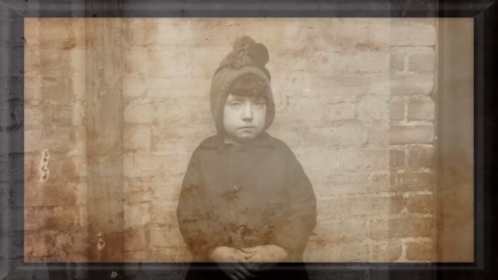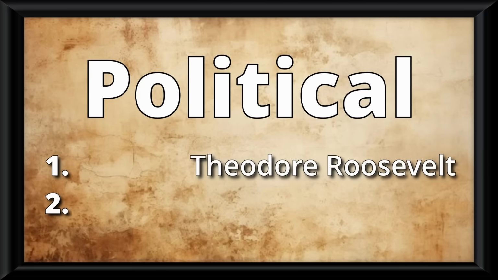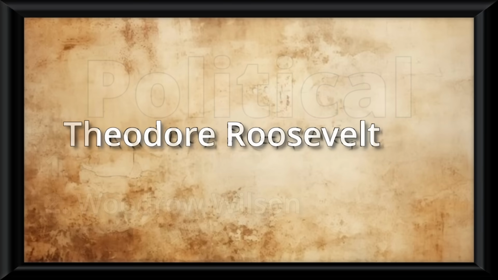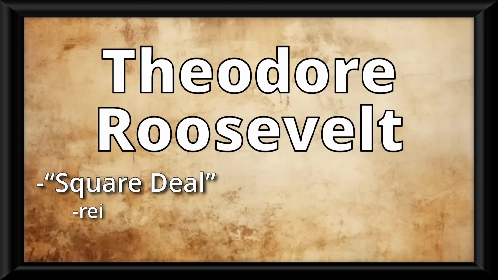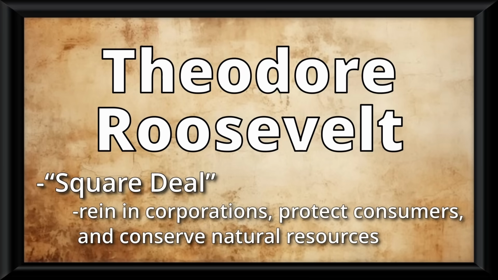Moving on, let's go over a different section of the progressive movement, the political side. Here we'll look at two people, Theodore Roosevelt and Woodrow Wilson. Roosevelt argued for a quote square deal, where he pleaded to rein in corporations, protect consumers, and conserve natural resources.